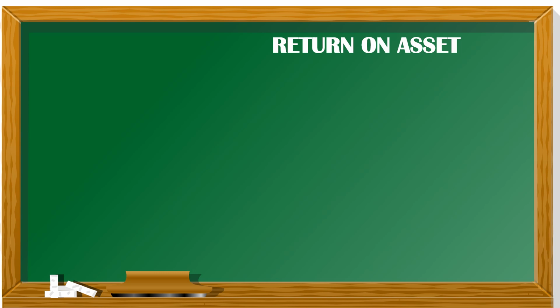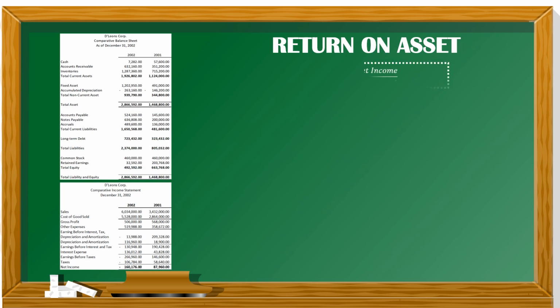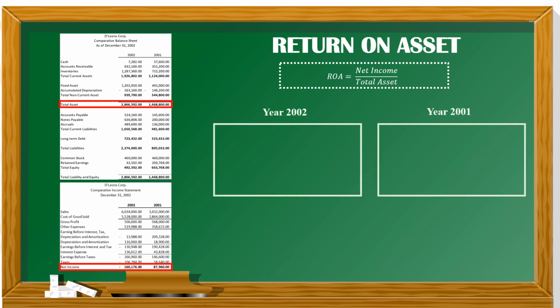The next type of profitability ratio is the return on asset. The formula for the return on asset is equal to the net income divided by its total asset. For year 2002, De Leon Corp has a negative 160,176 net income divided by its total asset of 2,866,592. In year 2001, De Leon Corp has a net income of 87,960 and a total asset of 1,468,800.